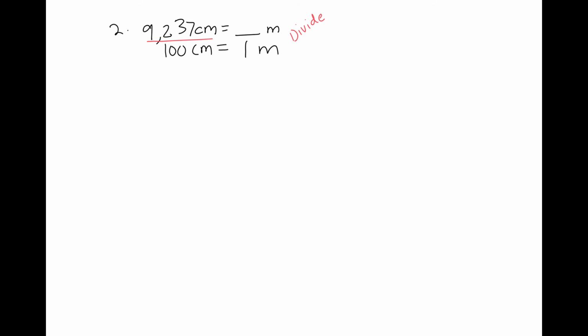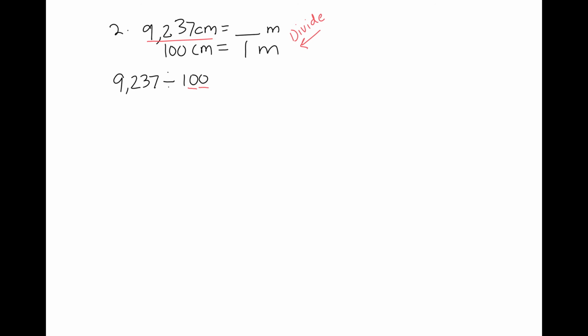So now I need to set up my problem. 9,237 divided by 100. Now 100 is a power of 10. So I look and count how many zeros I have in that power of 10. I have 2. Now when we divide, our decimal gets moved to the left.